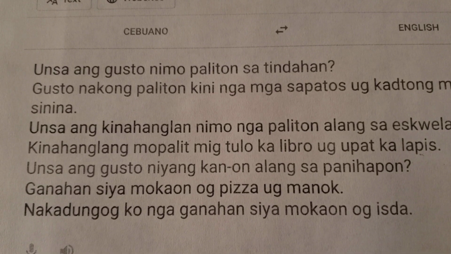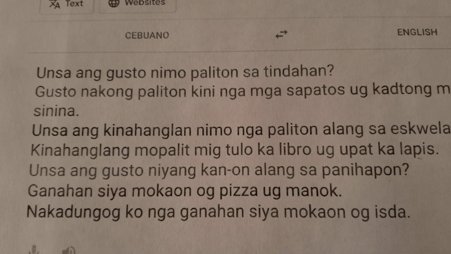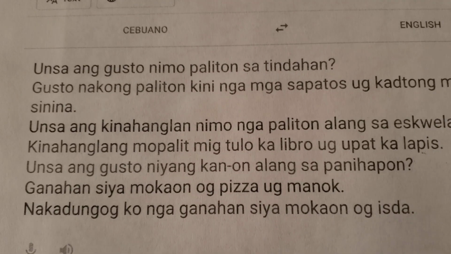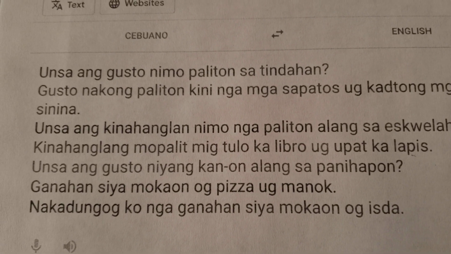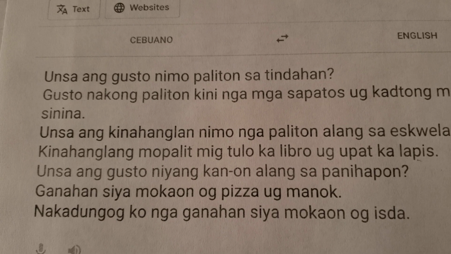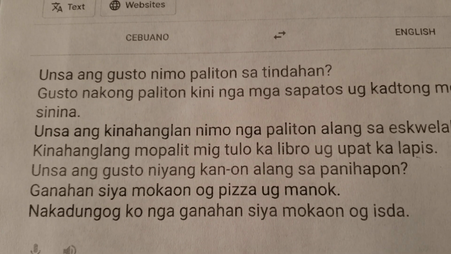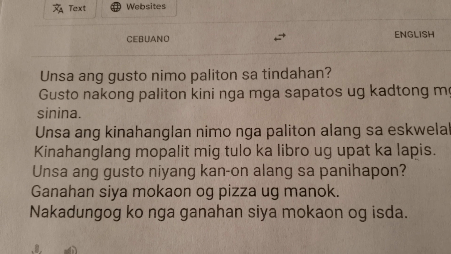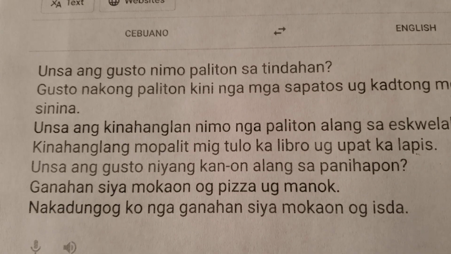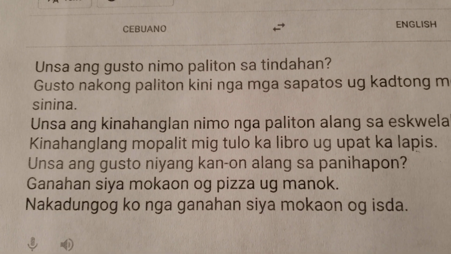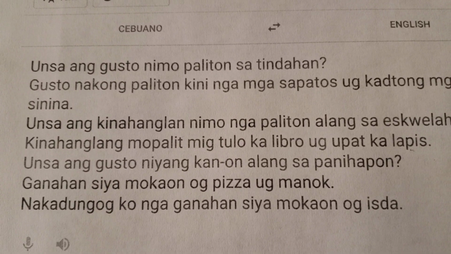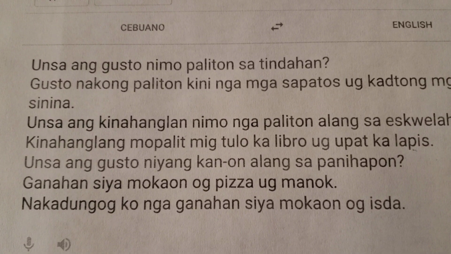This time, if you notice, if we're doing actor focus, that will be mukaon, and the one doing the action is now in the absolutive case. It's called absolutive case, siya instead of niya in the prior sentence. We're focusing now on the actor. He, siya, ganahan siya, he likes. Mukaon. We use mukaon because it's contemplating an action, a future event. Ganahan siya mukaon. He likes to eat.